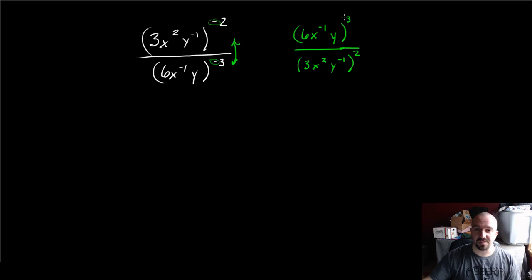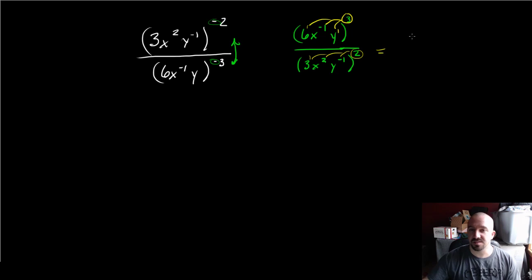Alright, so now I'm going to follow the exact same method that I did above. I'm going to take this 3 and distribute it through. Again, remember, if there's nothing there, it's an assumed 1. At the same time, I'm going to take this 2 and also distribute it through. Again, if there's nothing there, it's an assumed 1.